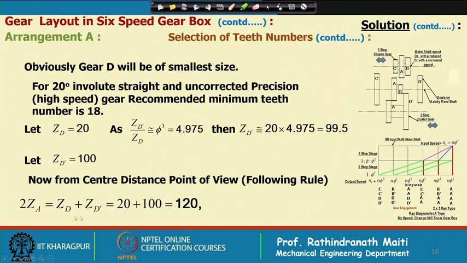So, it is 120. That must be equal to the summation of teeth of the 2 A gears, because in that 2-step stage the same A gears are also there. Clearly, Z A is equal to 60. So, what we have got so far is: Z d is equal to 20, Z d dash is equal to 100, and Z A is equal to 60.